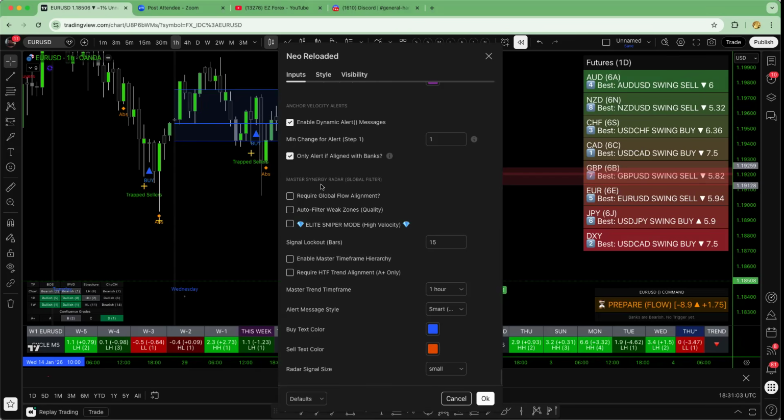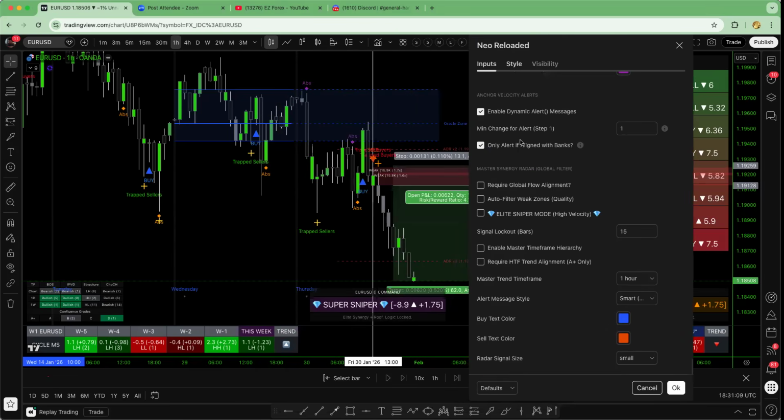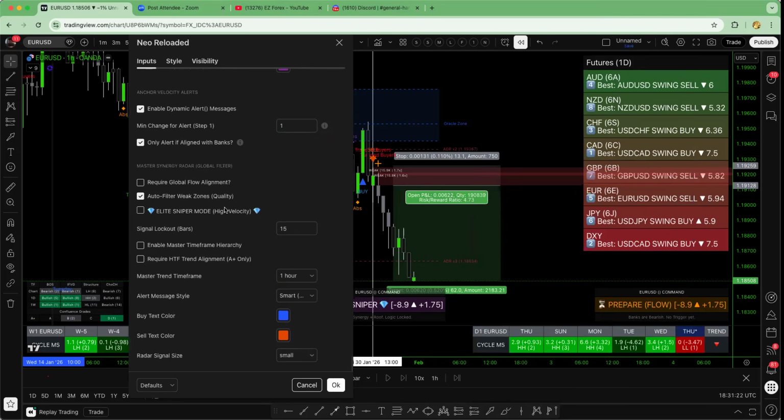Now you've got something called the Master Synergy Radar. This is for the buy and sell signals that appear on the chart, so you can customize it so you only get in certain ways. So for example, here you require global flow alignment. So I'm going to put all the information back here. I don't know why that deleted. It's so annoying coding sometimes, because you do something and then you change something and then it gets rid of something. But basically, there was information here.